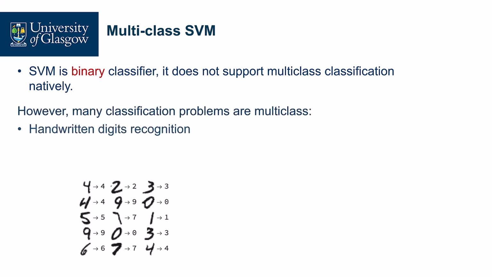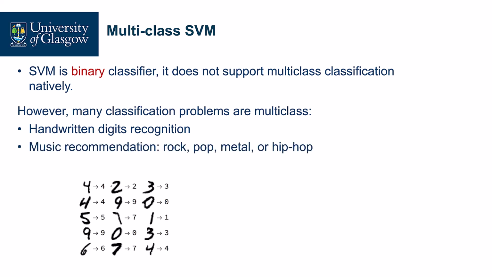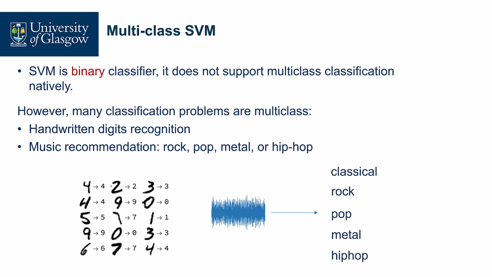For example, what we have seen before, the handwritten digits recognition. We need to recognize from 0 to 9, right? Another example is a music recommendation program. We have some voice and we need to recognize whether it's classical, rock, pop, metal, or hip hop. These are multi-class classifications, and we hope to use SVM to solve them.